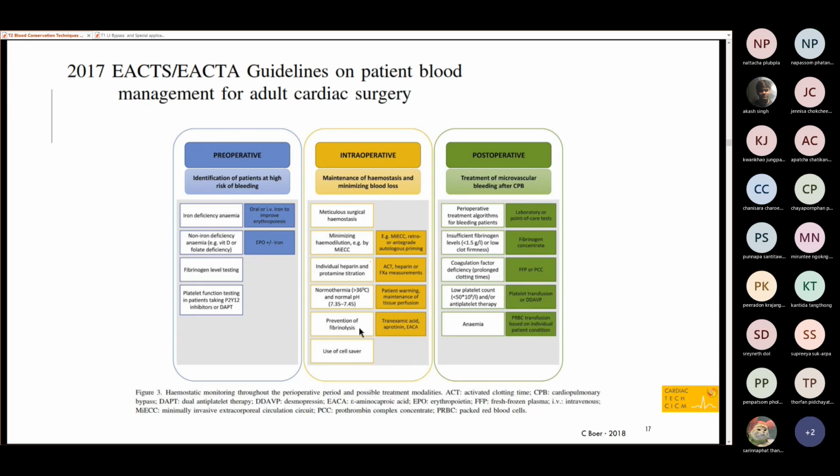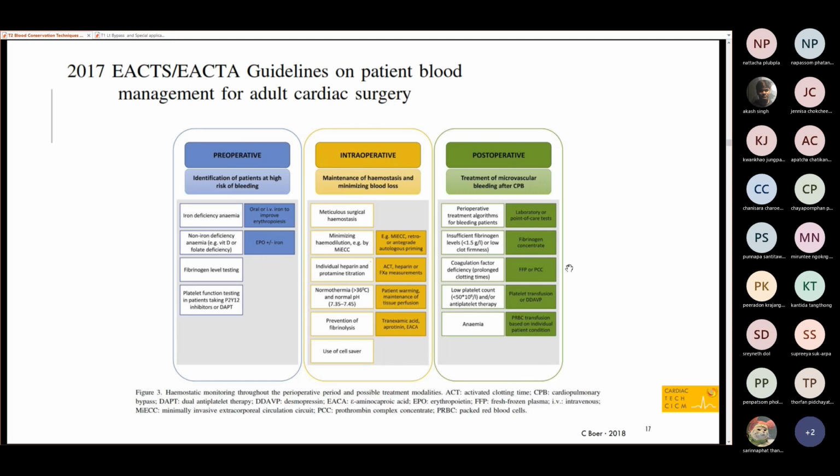And prevention by antifibrinolytic agents, like using tranexamic acid, aprotinin, and so on. This depends on the center and institution's ability to use that. But some recommend using tranexamic acid to preserve the blood function during the CPB. Also, the cell saver that I mentioned, we're going to talk about in detail today.